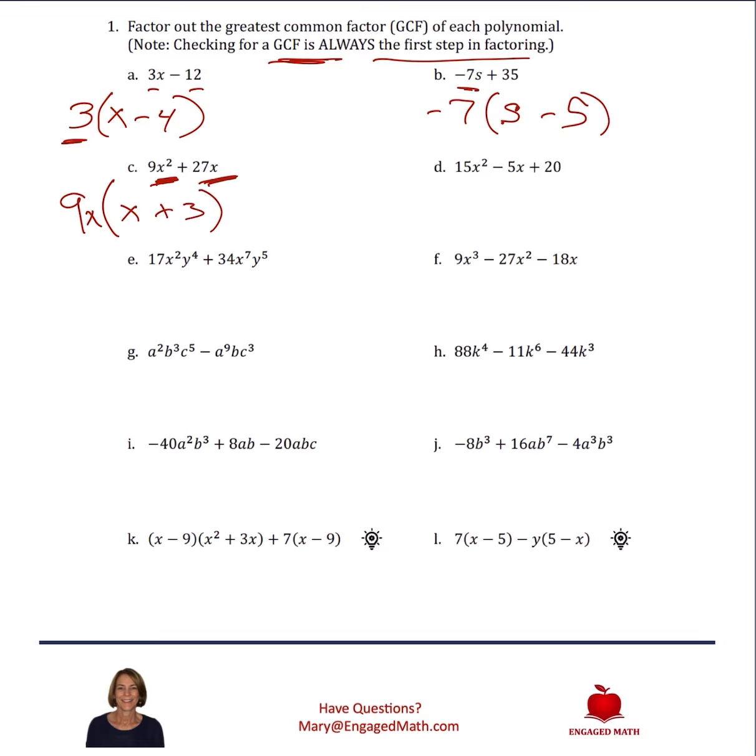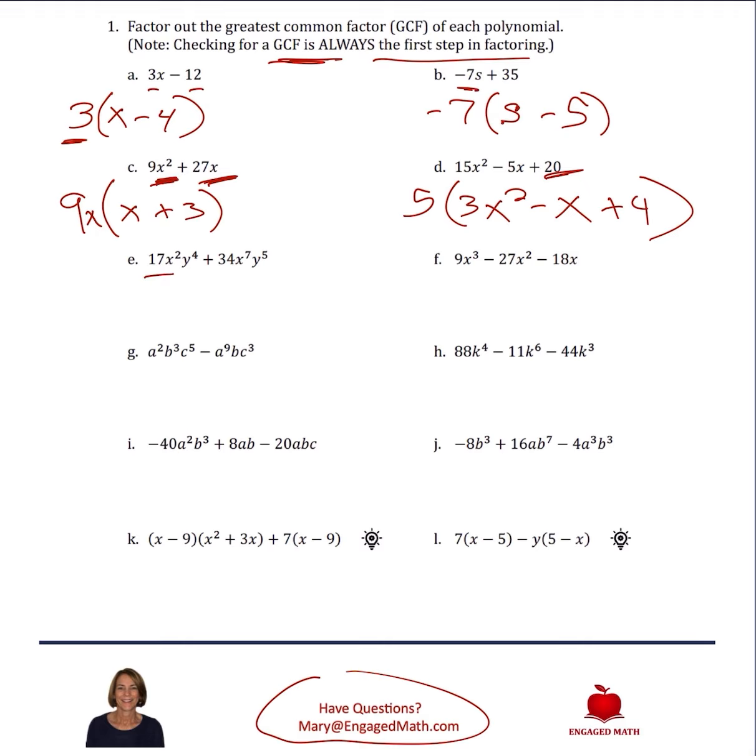There's plenty of practice on this particular concept, so I'm going to roll through a lot of them without worrying so much about explaining every little step, because if you have questions, you know to email me. Okay, the next one, 5 is the GCF as far as the number, and you cannot take an x out this time because there's no x in that last term. So it's simply 5 times 3x squared minus x plus 4, and you're done.